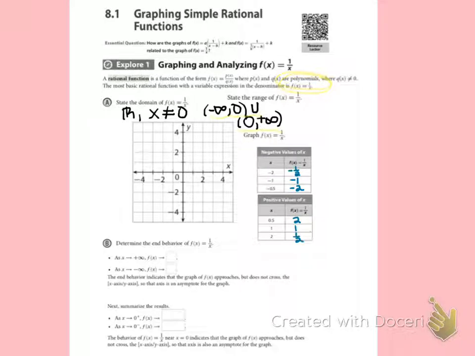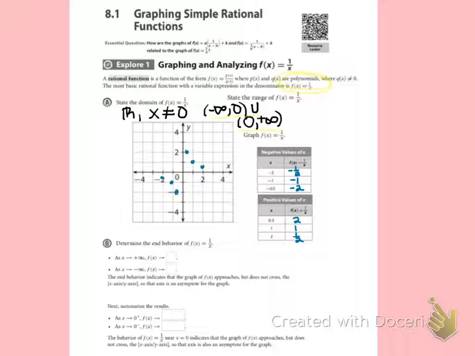Let's see what that looks like when we graph those points. -2 and -1/2 would be here. -1 and -1 would be here. -1/2 and -2 would be right here. Then 1/2 and 2, so over 1/2 and up 2 would be right here. 1 and 1 would be here, and 2 and 1/2 would be right here.